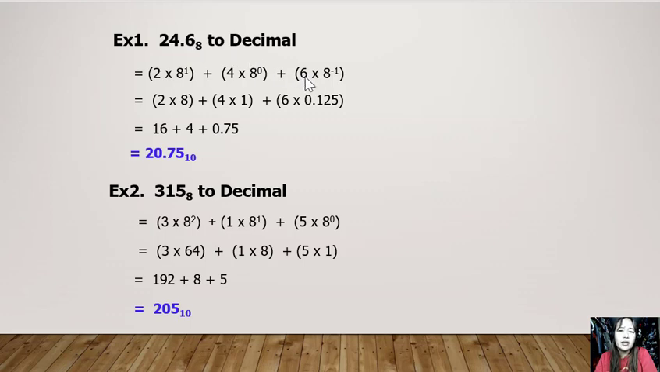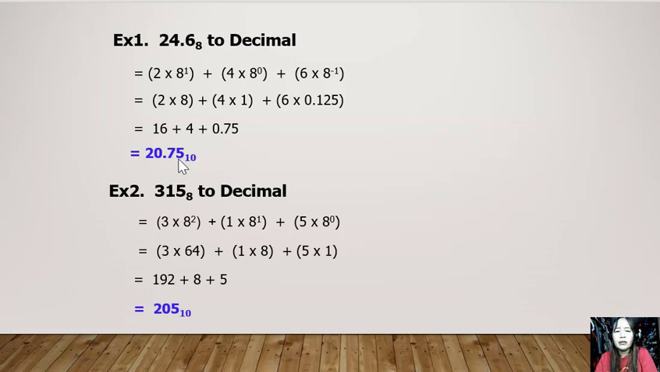So we add 6 times 8 to the power of -1. 8 to the power of 1 is 8, so 2 times 8 is 16. Now 8 to the power of 0 is 1, so 4 times 1 is 4. And then 6 times 8 to the power of -1: 8 to the power of -1 is 0.125, so multiply that by 6, you get 0.75. Then you add up 16, 4, and 0.75. You get 20.75. And that is now the equivalent decimal form of your octal 24.6.